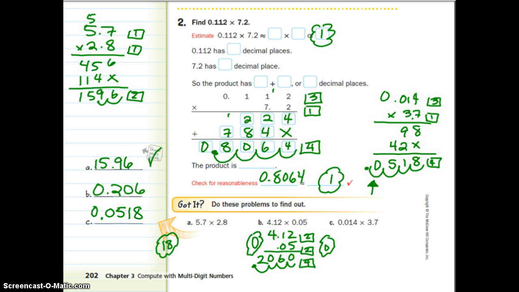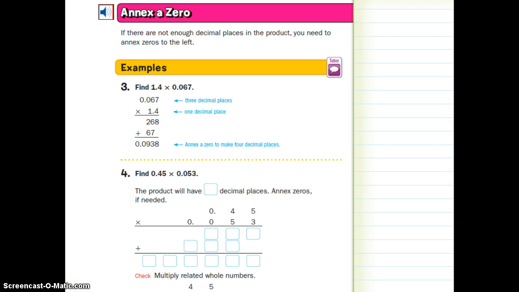So I needed to bring another 0 in for my answer. Okay, turn the page. Again, here we have that word annex, which means equalize or put a 0 in. If you do not have enough decimal places in the product, you need to annex zeros to the left. When we look at this, our estimate is 0, so we have to be really careful. We have 3 here, 1 here, for a total of 4 bunny hops. 1, 2, 3, 4. We had to annex or place a 0 so that we had 4 decimal places.